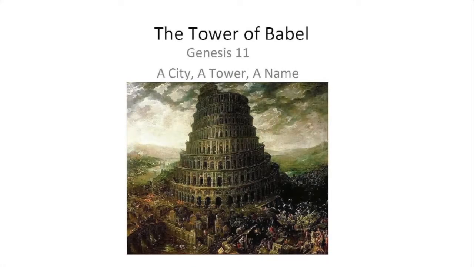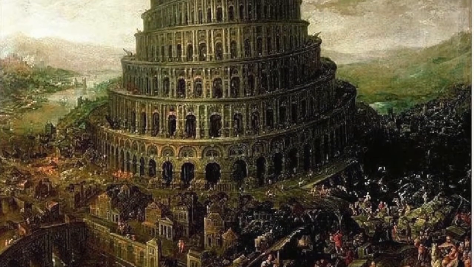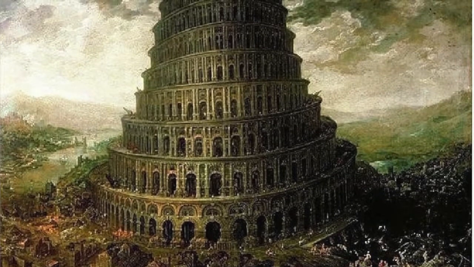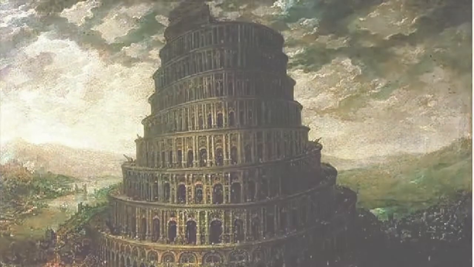I want to talk for a few minutes about the Tower of Babel, found in Genesis 11. I've entitled this program, A City, a Tower, a Name. This is a representation of the Tower of Babel, not necessarily based on any architectural drawings or any actual archaeology, just simply an artist's concept of what the tower could have looked like.